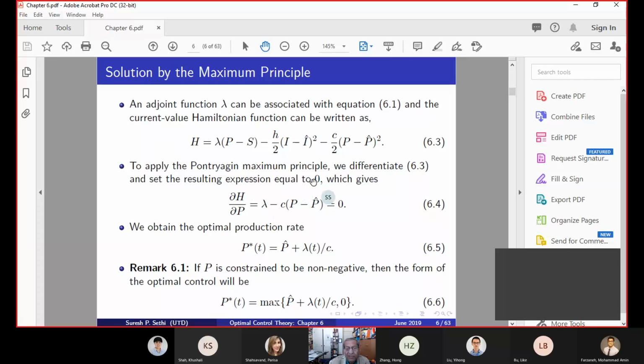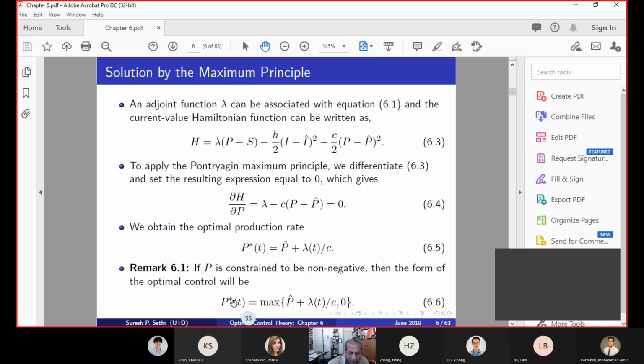And we apply Pontryagin's maximum principle. We take the derivative with respect to P, so that gives you a condition for optimization at any given point in time. And so the optimal production rate is given by some ideal level that we already know, plus lambda_t divided by c. Lambda_t is the value of the adjoint variable. Now notice that we cannot really have a negative production. Negative production is like throwing away goods, called disposal. You can allow it. Mathematically, it is not a problem. But realistically, it is generally not assumed that we have a negative production.